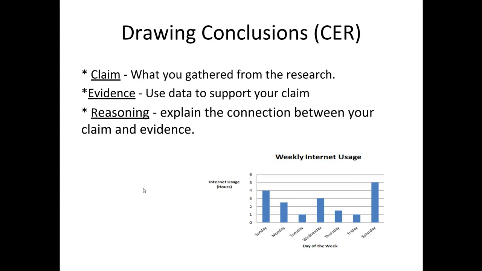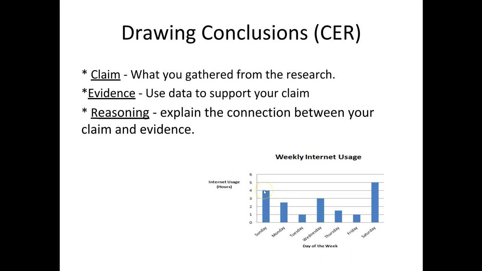And the last part then, once you have your analysis finished, we want to put a conclusion together. So our conclusion is going to really have three parts: a claim, evidence, and reasoning. So here, when we write this, we're going to use this general format, the CER format. So we're going to state a claim. What did you actually gather from your research? What claim can you make about this?